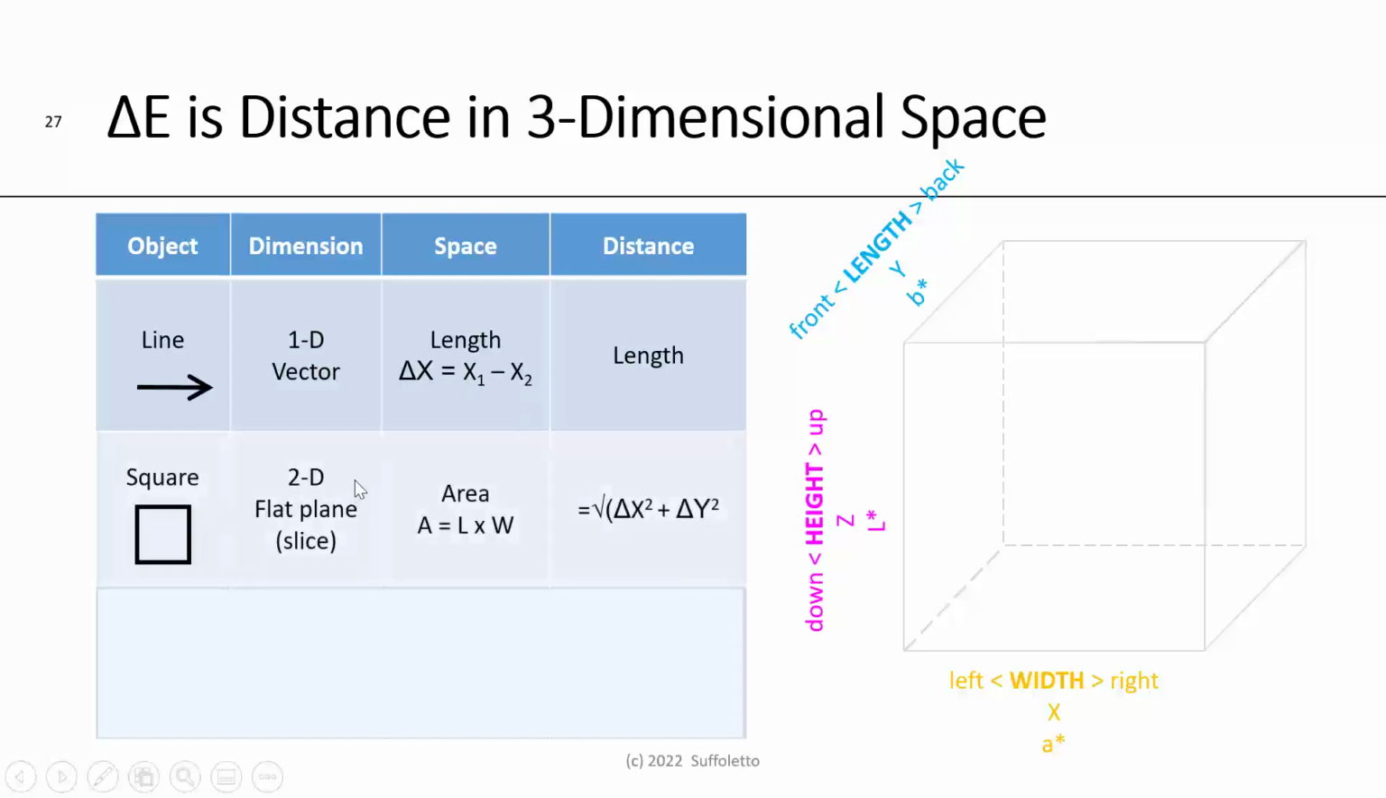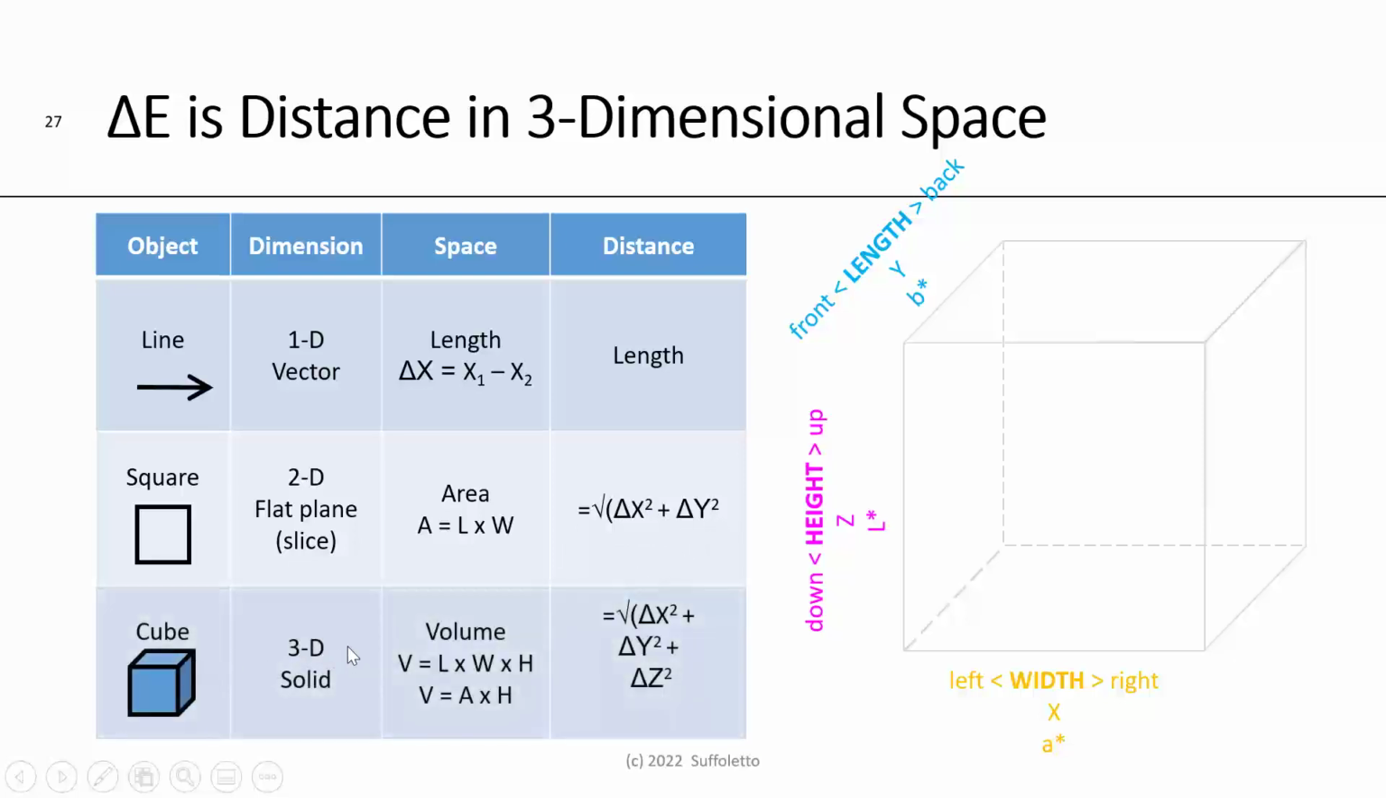If you take a square, it's two-dimensional. It's a flat plane. It's a slice. It has an area. Area is length times width. And the distance calculation is the square root of delta x squared plus delta y squared. If you take a cube, which is three-dimensional, it's a solid, it has volume. And volume is length times width times height, or volume is the area times the height. And its distance formula is the square root of delta x squared plus delta y squared plus delta z squared.